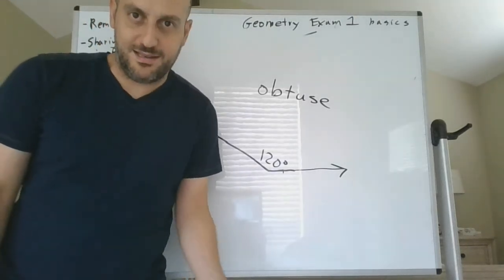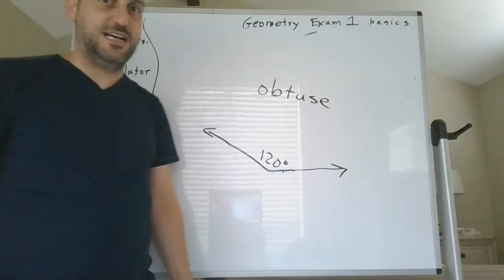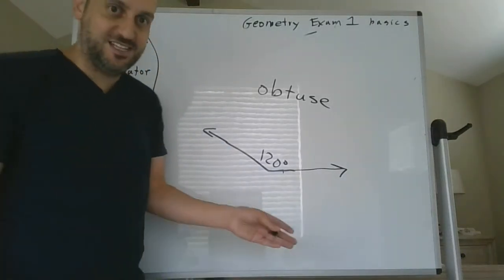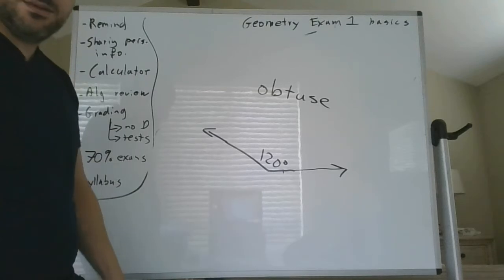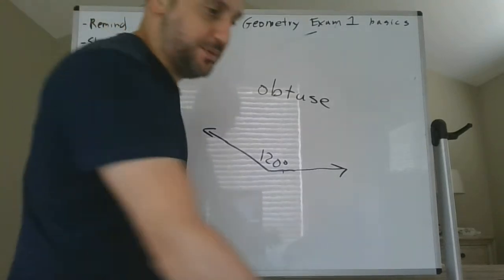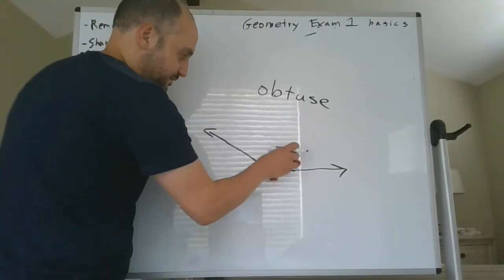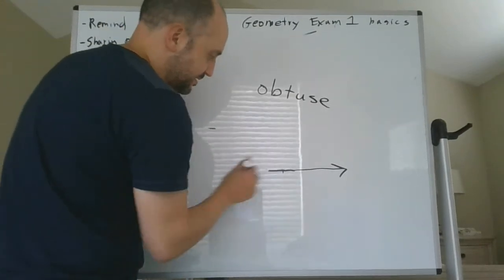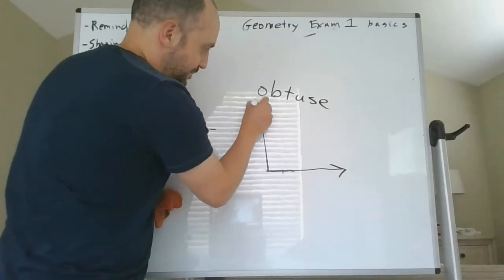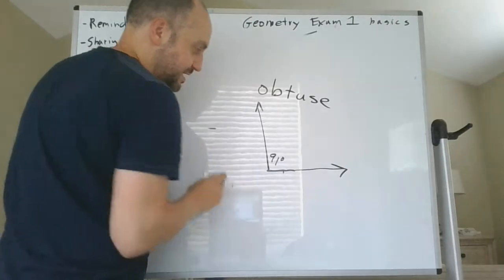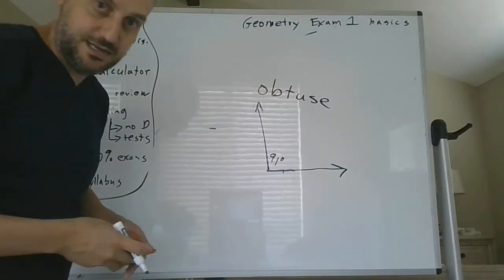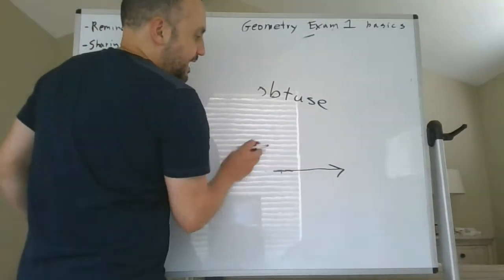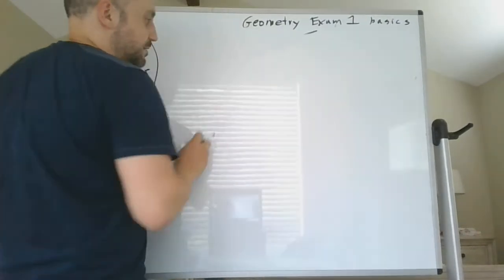I don't know if that's the right etymological structural analysis or anything like that. I have no idea, but I'm just saying bigger than 90 is going to be 120. It doesn't have to be that big. It can be just 91 even. If it's just even slightly bigger than 90, just 91 degrees, that is still considered obtuse because it's bigger than 90.